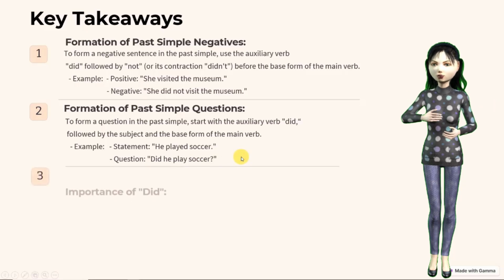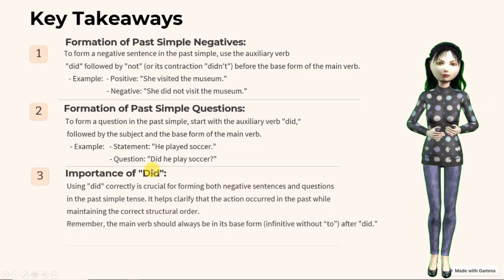Let's look at the third one: the importance of did. Using did correctly is crucial for forming both negative sentences and questions in the past simple tense. It helps clarify that the action occurred in the past while maintaining the correct structural order. Remember, the main verb should always be in its base form, infinitive without to, after did.